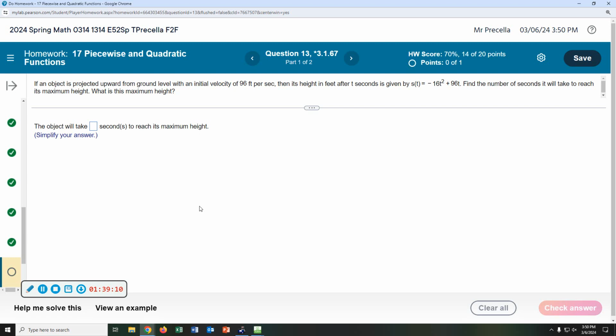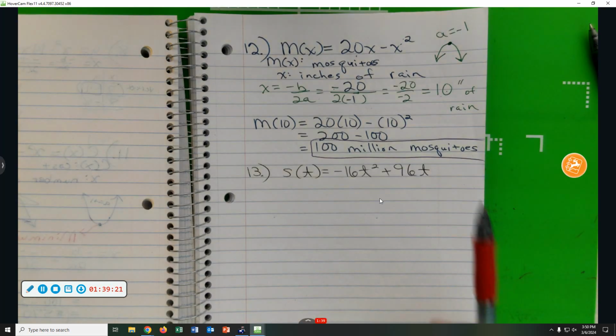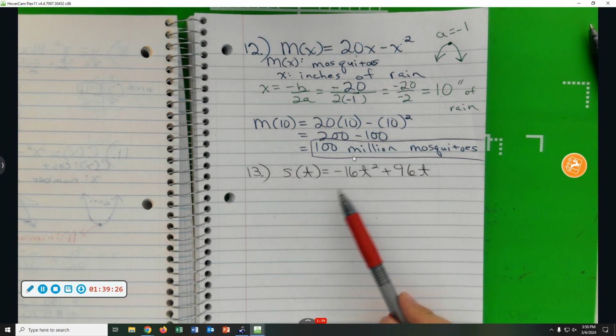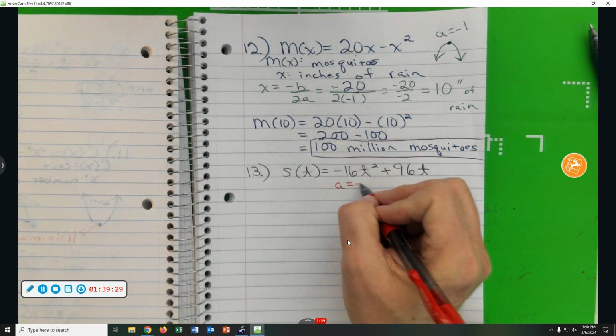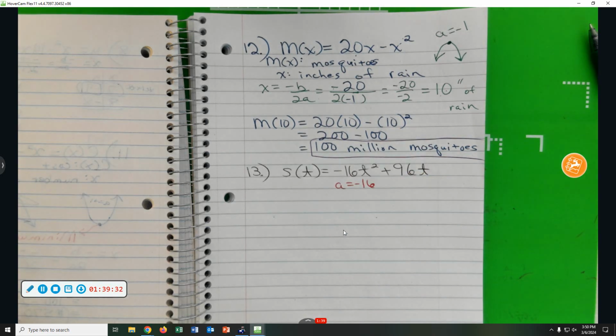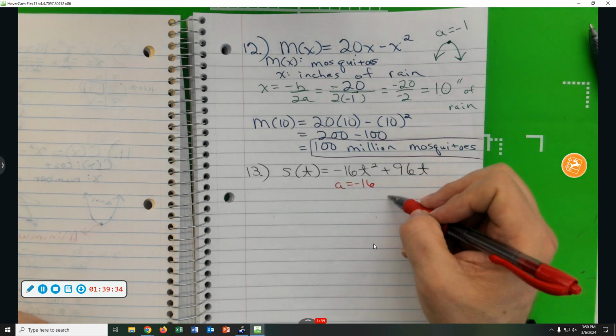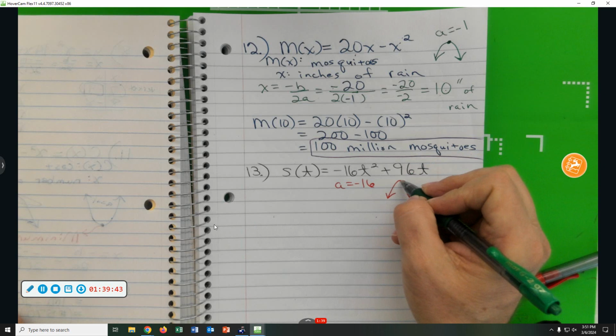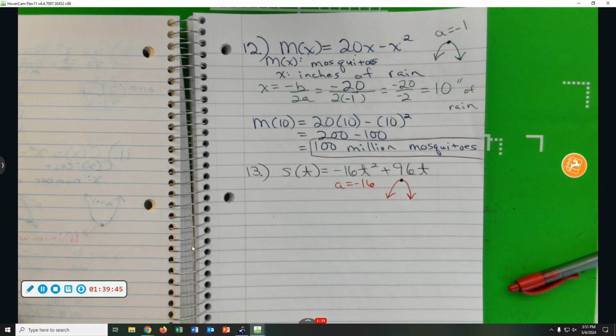If we were to find the number of seconds it will take to reach a maximum height, wait a minute. Let's verify that we actually have a maximum. So t is acting like x. What's the a value? -16. So is this parabola going to open upward or downward? Down. If it opens down, do we have a maximum or a minimum? A maximum. And where does that maximum occur? The vertex.